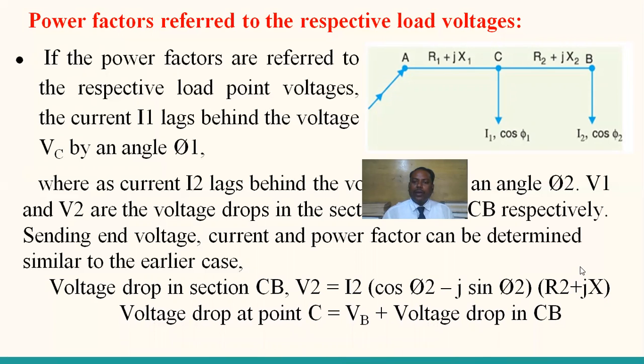And voltage at point C. It is not voltage drop, it is voltage at load point C. Voltage at load point C is equal to receiving end voltage VB plus voltage drop in section CB. This can be also written as VB plus V2, and the voltage available at load point is VC at an angle of alpha.